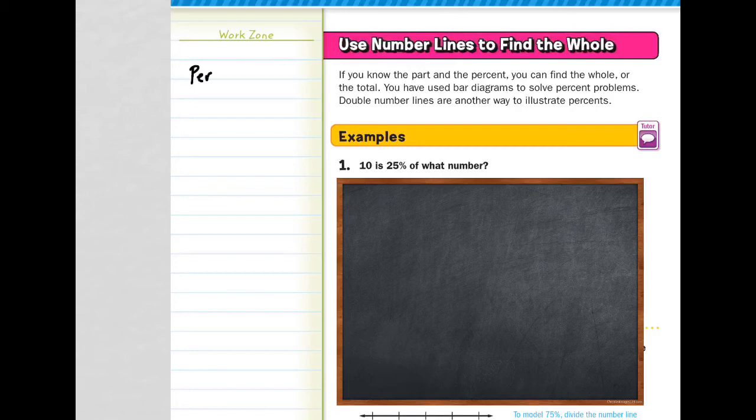Called the percent proportion. And a proportion is just two equal fractions or two equal ratios. We've done them before, we just haven't called them proportions. So write this down because this is how we're going to start it.